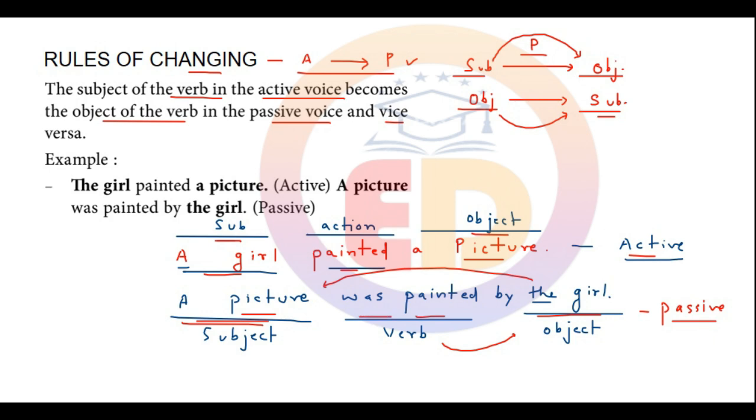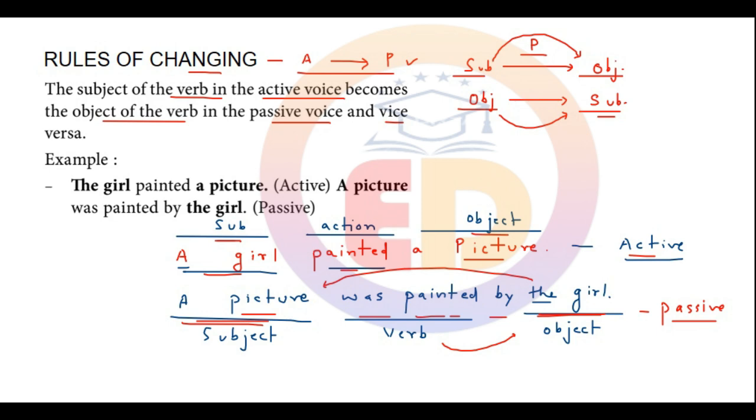वर्ब हमने वॉज पेंटेड लगा दिया क्योंकि ये सेंटेंस पास्ट फॉर्म में है, तो हमने हेल्पिंग वर्ब वॉज लगाया है. इसलिए लगाया है ताकि इसकी मीनिंग कंप्लीट हो, सेंस कंप्लीट हो, और हमने प्रीपोजिशन बाय के साथ सब्जेक्ट को ऑब्जेक्ट बनाकर, द गर्ल को हमने ऑब्जेक्ट बनाकर यहां ऐड किया है.